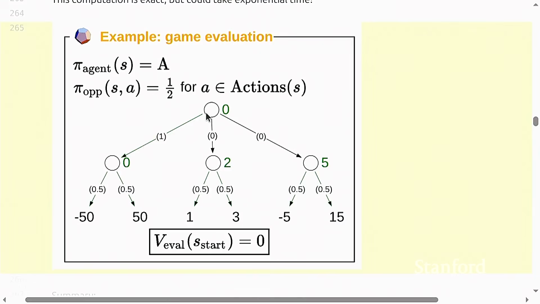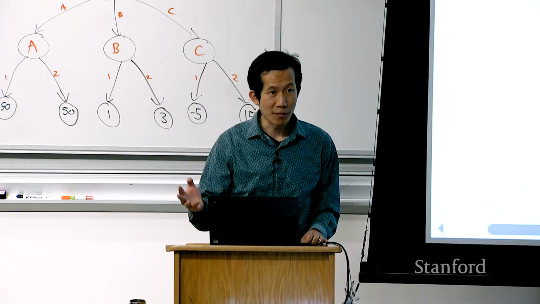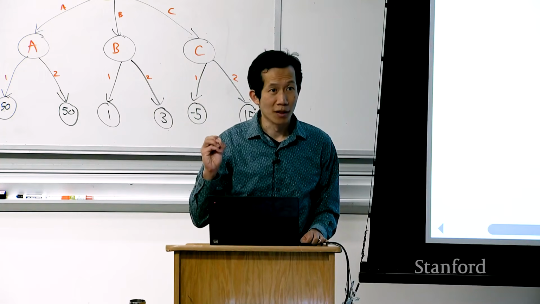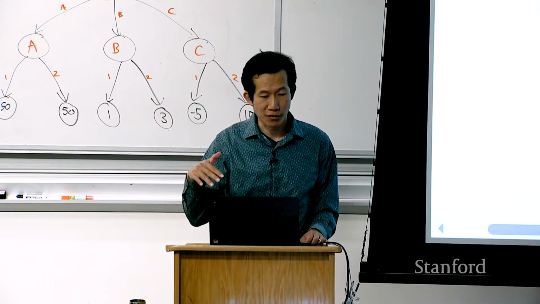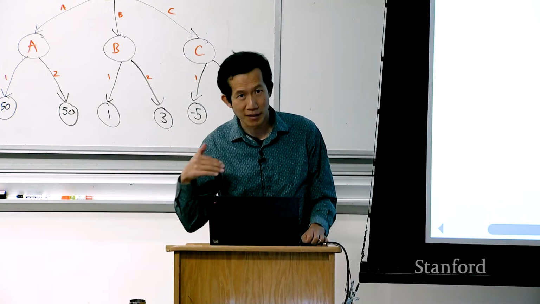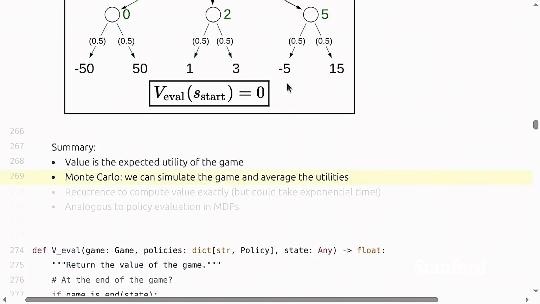So if I hand you a policy for an agent and a policy for an opponent in a game, you should be able to compute at the root node the value of the game, which is the expected utility of the agent. And remember, it's zero sum, which means that the expected utility of the opponent is just minus that. Okay, so, summary. Value is the expected utility of the game for the agent. We can simulate the game by just rolling out and averaging the utilities, and this provides us with a Monte Carlo estimate of the value. You can also compute the value exactly, but this could take exponential time.